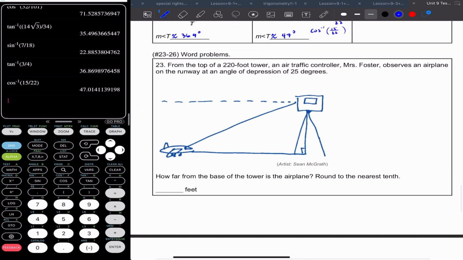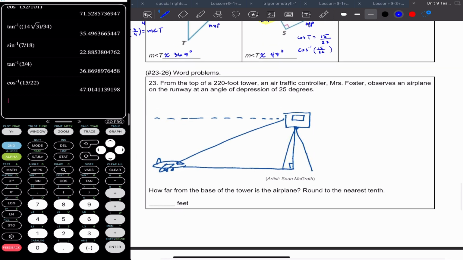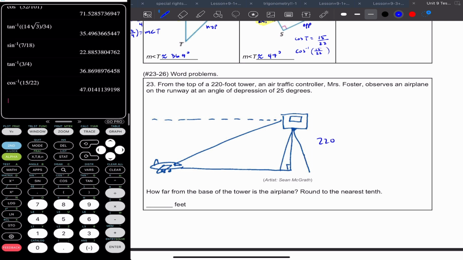Let's take a look at this word problem over here. It says from the top of a 220-foot tower. So this is your tower, and it's 220 feet long. An air traffic controller, Ms. Foster, observes an airplane on the runway at an angle of depression of 25 degrees.